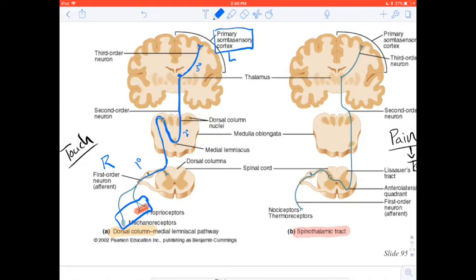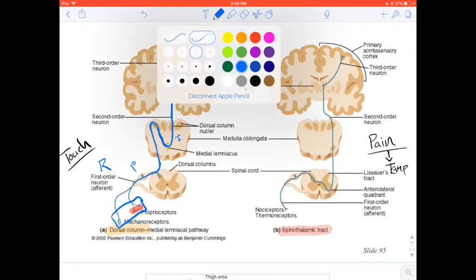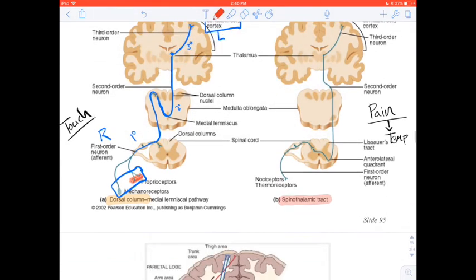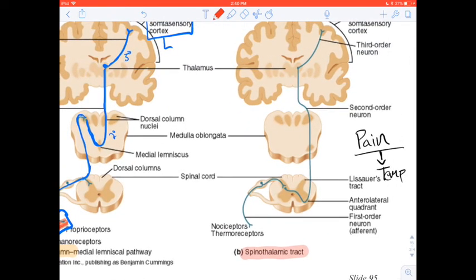So how do we feel pain? Let's switch over to red. Pain, bad. We'll go with red, it's an intense color. So same story. We have these nociceptors, or pain receptors, and it comes up, and it's going to enter in the same place, here in this dorsal horn. So it enters there in the dorsal horn.